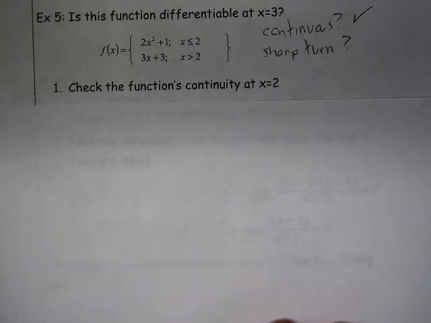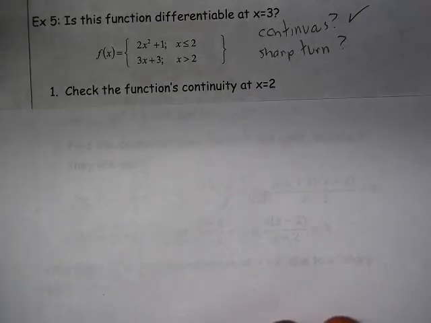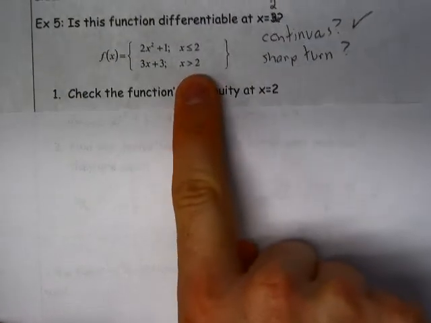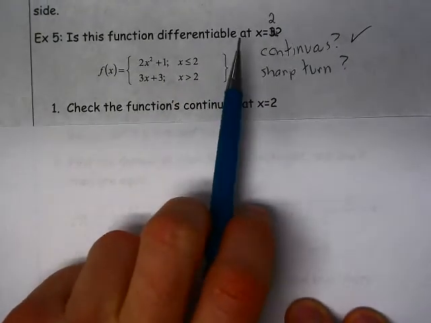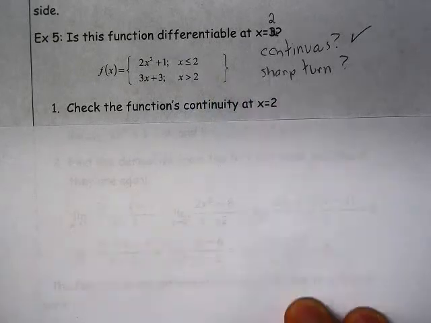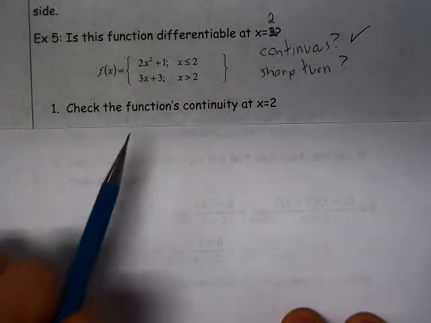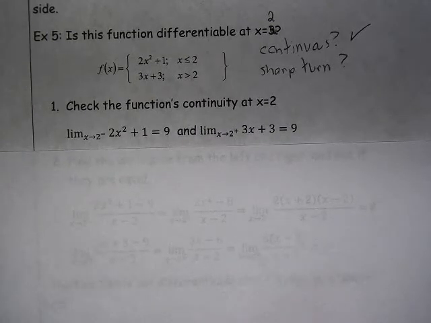So first, to check the continuity, it doesn't make sense for us to look at it as x is 3 because the piecewise function is separated at x equals 2. So we're going to talk about, is this function differentiable at x equals 2, not at x equals 3. Sorry about that. So we're going to check the function's continuity at x equals 2, and to do that we do it just like we did it back in chapter 1.